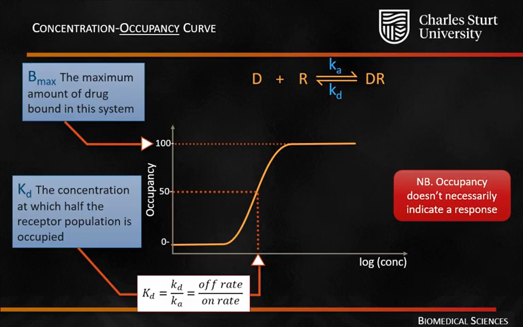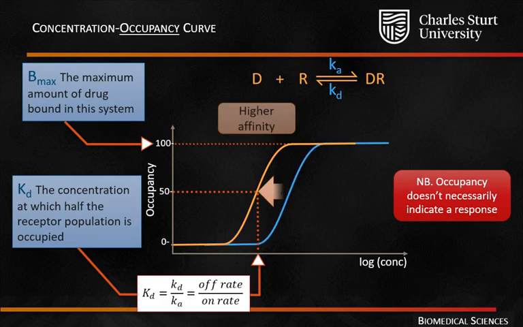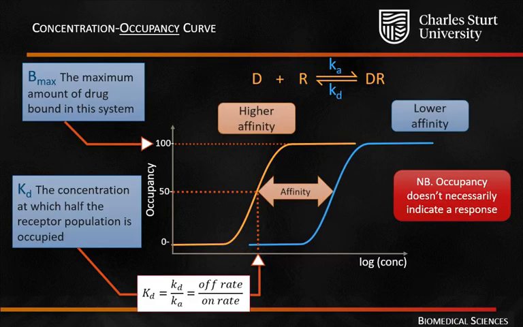And so therefore, the Kd is affected more by this dissociation rate. And so the slower that dissociation rate, i.e. the smaller that is, the higher the affinity of the drug for the receptor and the receptor for the drug. So if we're comparing drugs to each other, what we find is that the lower affinity drugs actually have a Kd which is higher. So this occurs at higher concentrations.